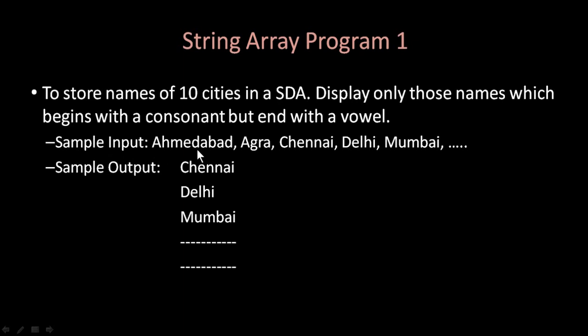So you can see some sample input is given, city names are given, and you are going to display only the city names which begin with a consonant and end with a vowel. You can see Chennai, it begins with C. It is not a vowel, it is a consonant, and it ends with I, which is a vowel. So you have to display that city name. Same like that, Delhi and Mumbai and so on. We will get some city names which start with a consonant and end with a vowel.